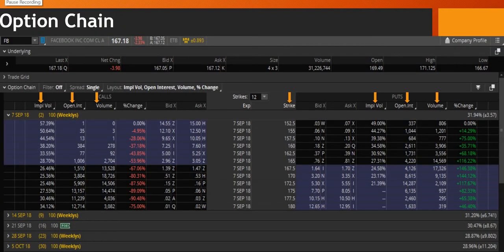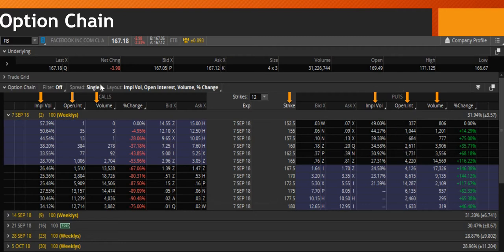We also spoke about the strike prices. Now this is an option chain. This is where you select your options. These are your strike prices in the middle. These are your options, your call options on the left, and your put options on the right. Now we buy calls if we expect the stock to move up in price, and we buy puts if we expect the stock to move down in price.